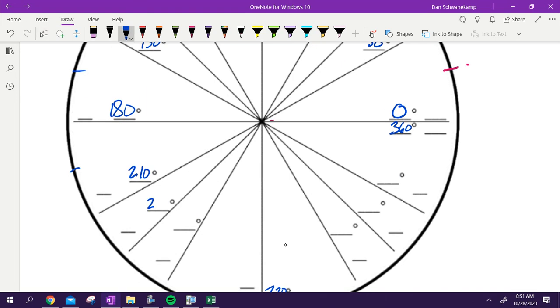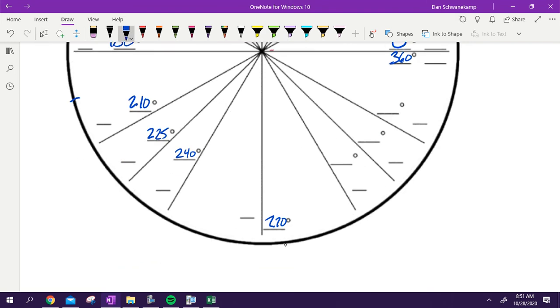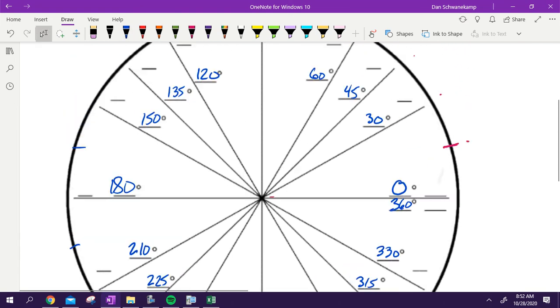This is 225. This is 240. This would be 255. Don't care. 270. 285. 300. 315. 330. That's easy. You already have those memorized. If I gave that to you again right now, you'd be fine. Okay, cool. Let's do radians next.